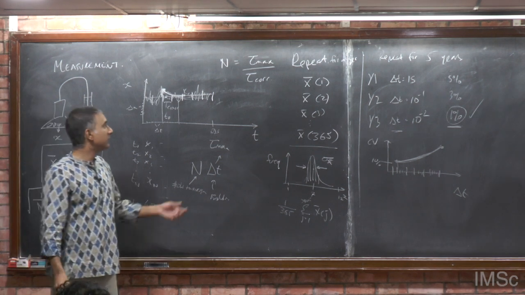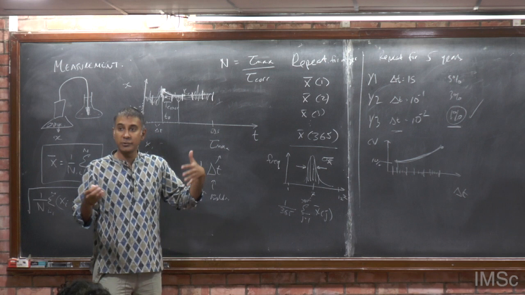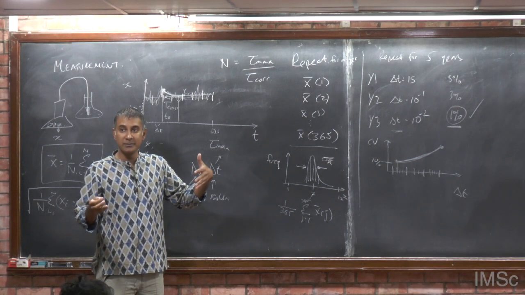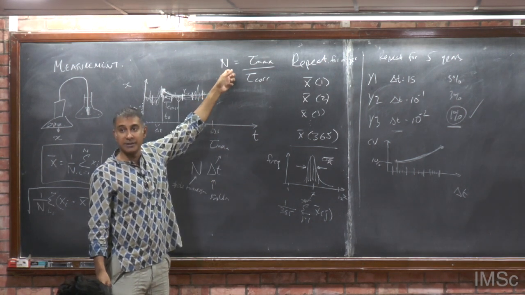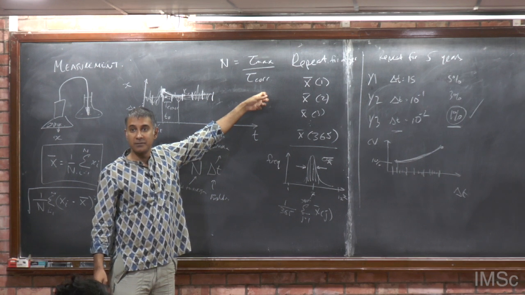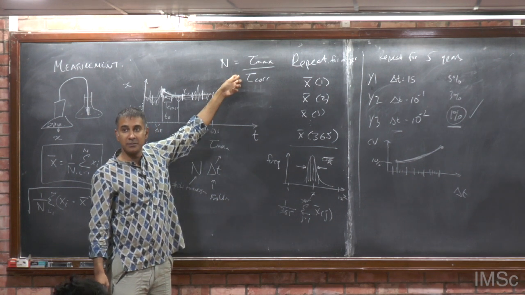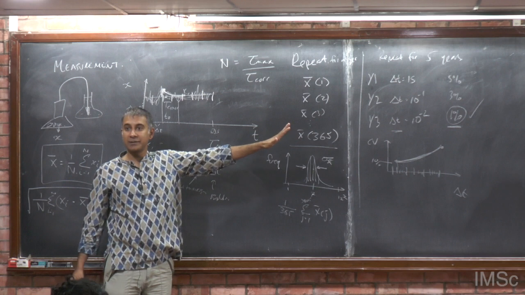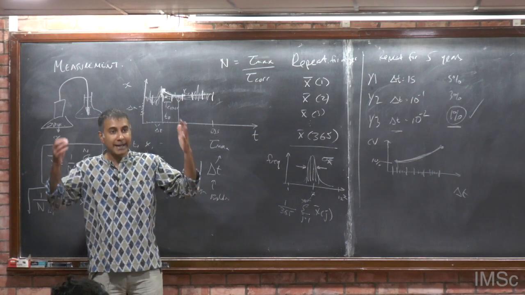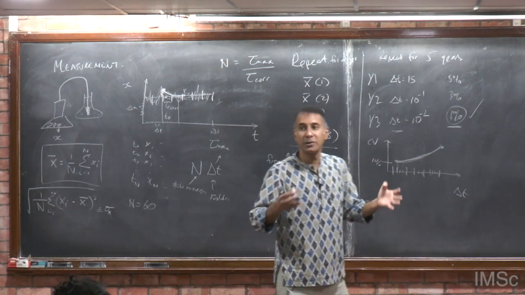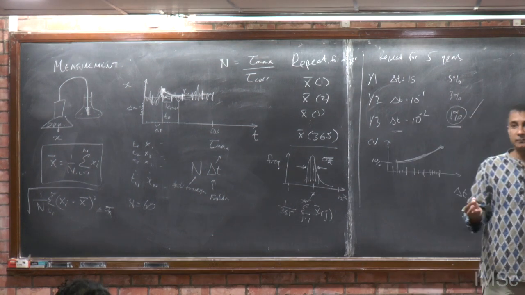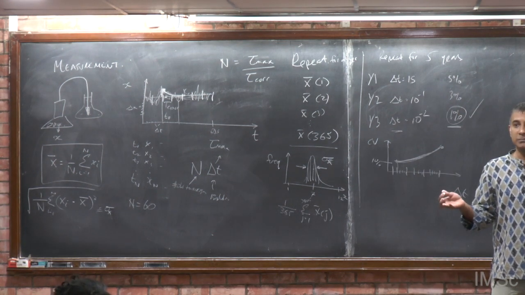So now, really the only way for you to improve the situation is to try and get n up. T core is fixed. So how do you make n bigger? You've got to increase t max. You'll say, I have to take measurements for a longer time. I just have to. Okay.